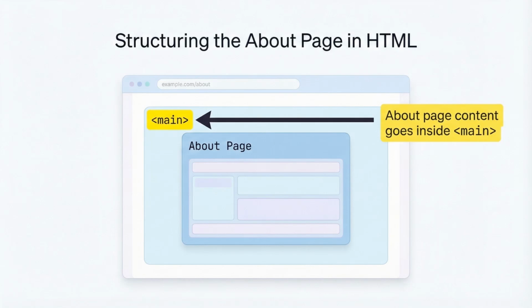So when you're building out your About page, you don't create some entirely separate structure. It still sits inside that main tag, just like the hero section did. This keeps your HTML semantically consistent and well organized across the entire site.